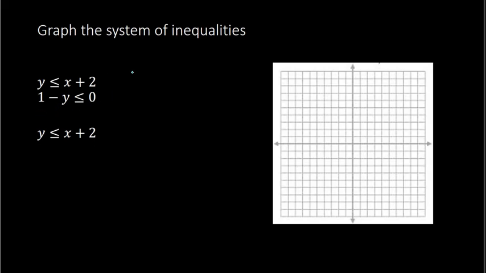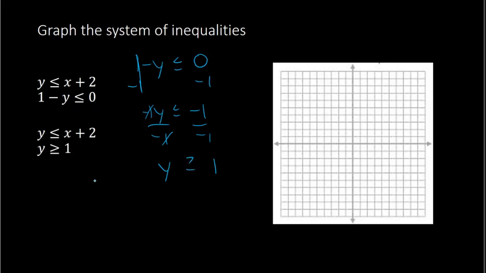To do that for the second one, there are different ways you can rearrange, but you want y by itself, so I can subtract 1. That gives me negative y is less than or equal to negative 1. Then get rid of the negative in front by dividing both sides by negative 1. Now I have a y on the left side, and on the right side a positive 1. Because we divided by a negative, we must switch the inequality from a less than to a greater than. So the second inequality can be written as y is greater than or equal to 1.